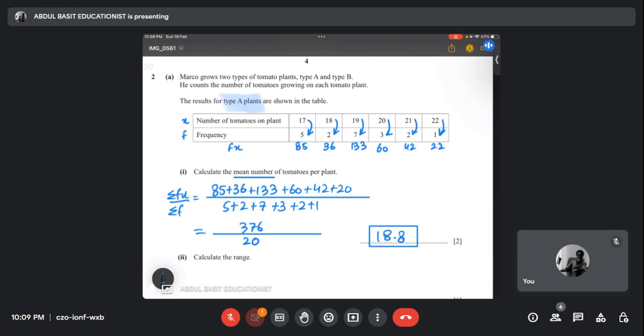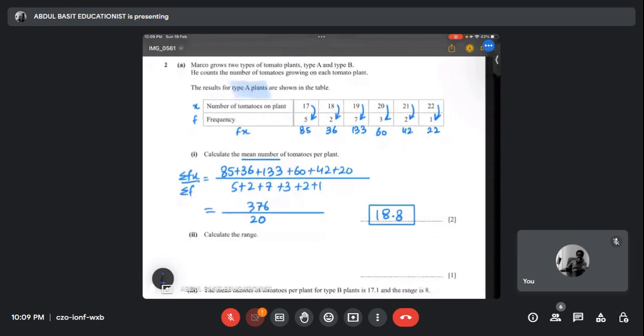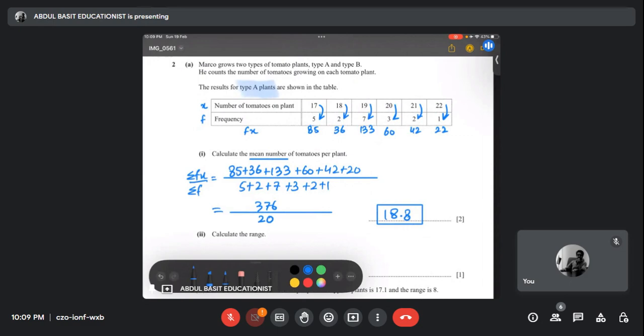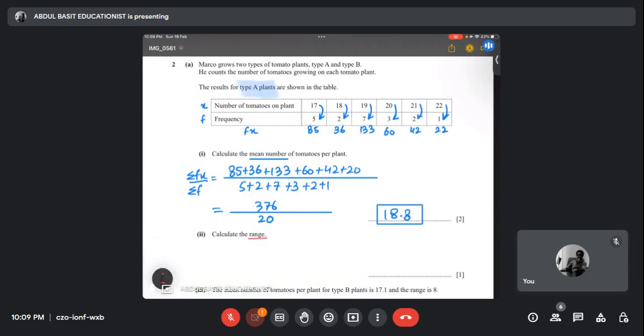Yes, sir. Okay. Now in this question, we have to calculate the range. So range is highest minus lowest. The highest number of tomatoes is 22 and the lowest one is 17. So 22 minus 17 is 5. 5 is the answer. Is this clear everybody? This was in paper 2 for 2 marks and this was in paper 2 for 1 mark.